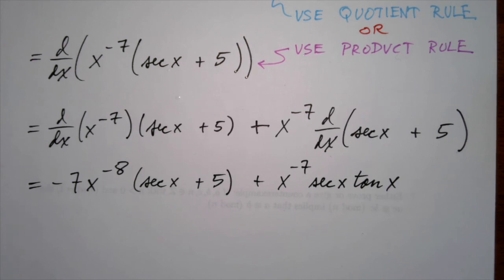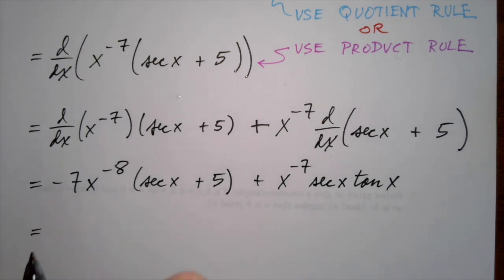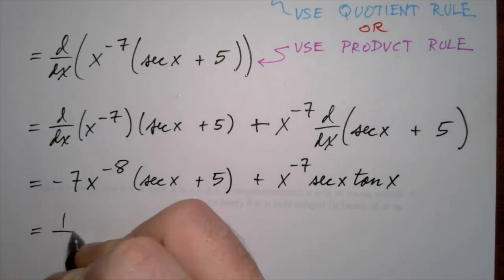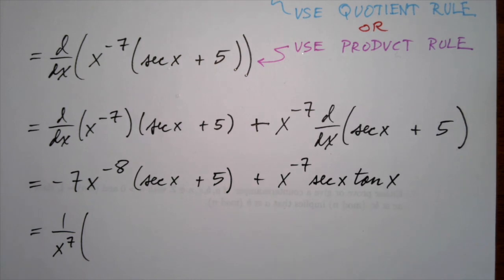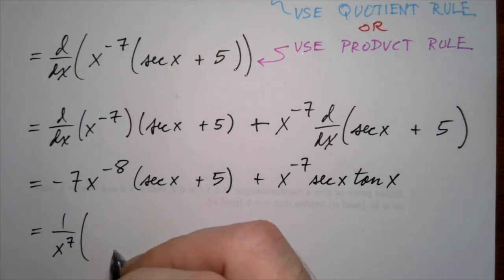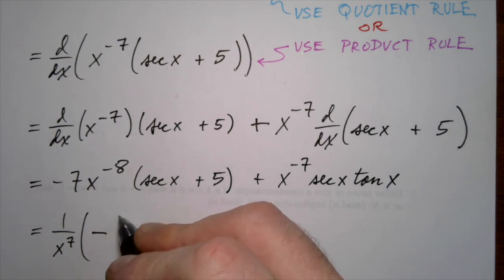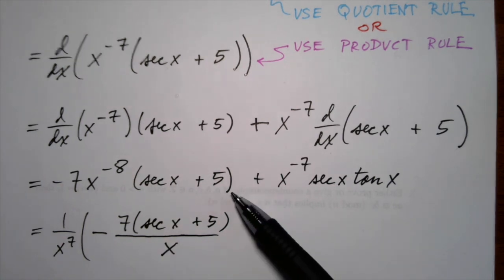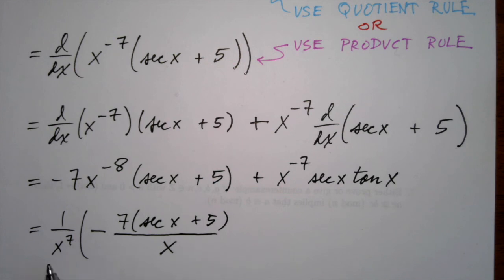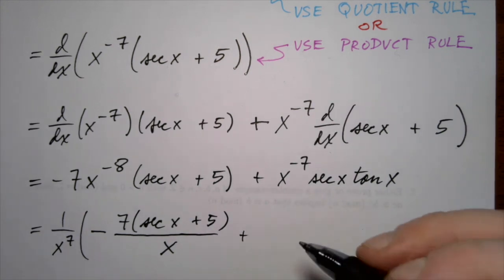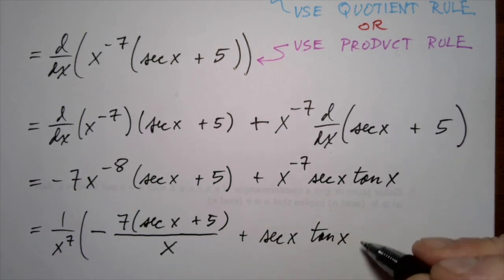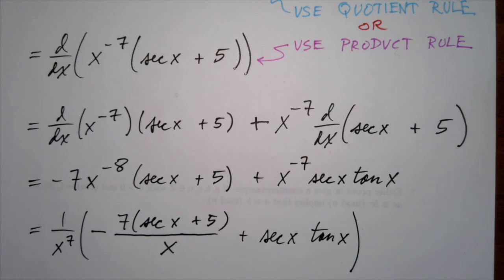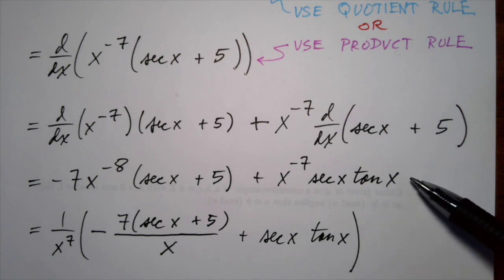We could leave it like that if we like, but there are some common terms, so let's just factor them for fun. We have a common term of x to the minus 7, it looks like. So we can write this sort of like how the original function was given to us as a 1 over x to the 7, that's the x to the minus 7 term, and then we'll have a minus 7 times secant of x plus 5 divided by x. That's this term here. I've just taken x to the minus 8, that would be a 1 over x to the 8, and since we factor out x to the 7, there's x left over. This term already has that x to the minus 7 alone, so all that's left is secant of x times tangent of x. So we could write the answer that way if we like. I don't know. Actually, now that I've done that, I'm not so sure that this is any nicer than what was above, so if you want to leave it like this, that's just fine, really.